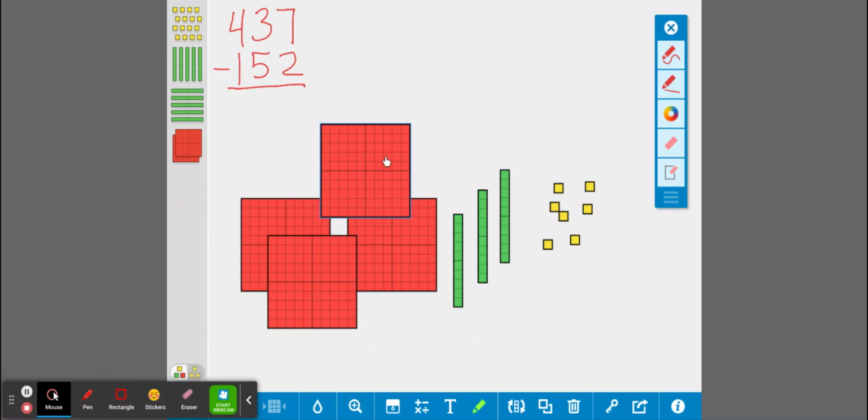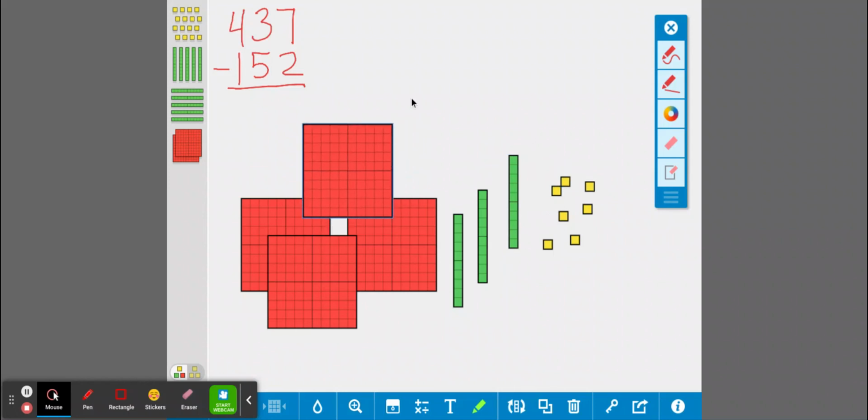So a hundreds block has 100 little squares in it. And you can see there that 100 squares would fit inside that block. The rod has 10 ones inside of it. And then the ones are just standalone units.